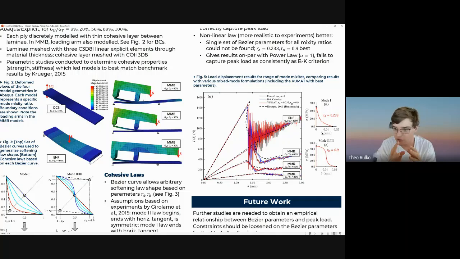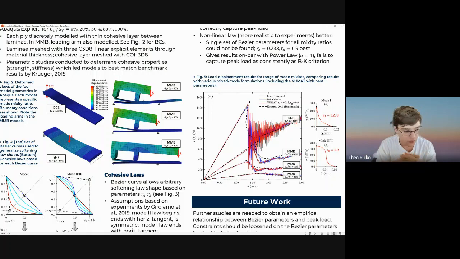It certainly overshoots at high mixity ratios and undershoots at low mixity ratios. However, the performance is pretty on par with that of the power law, and almost as good as that of the BK criterion across the whole range of mixity ratios.